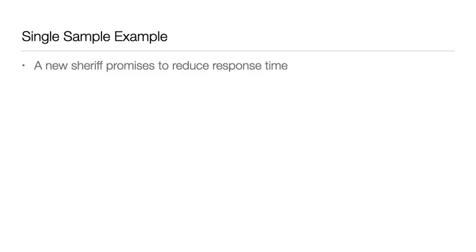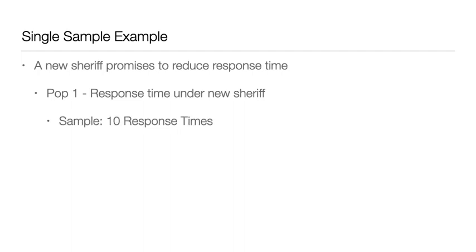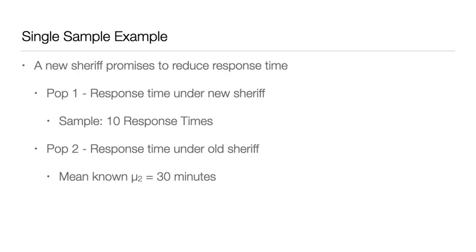A new sheriff promises to reduce response times as part of their election campaign. Population 1 then is the response time under the new sheriff. Right now, he's a new sheriff, so we don't have a lot of information on their overall response time. So we just have the 10 calls that have come in, these first 10 response times, and that's our sample. Population 2 is the response time under the old sheriff.